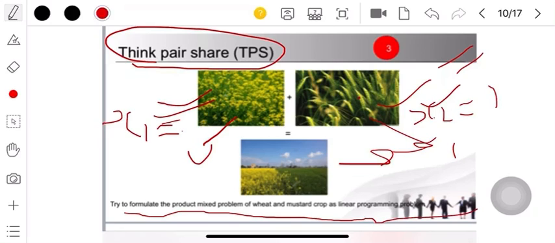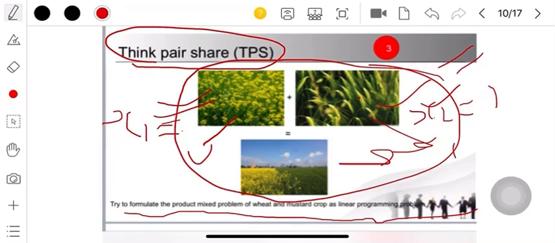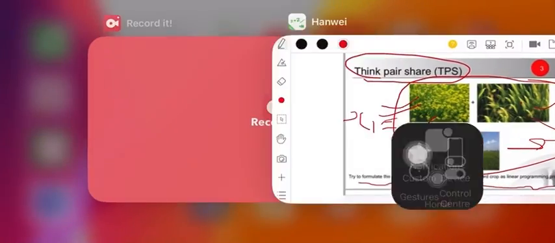So this was for today. This is a think-pair-share activity, so you can try to think, and you can write a research paper on this. Okay, so this was for today, and I hope you enjoyed this lecture.